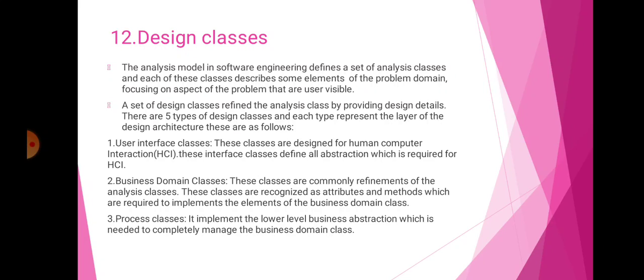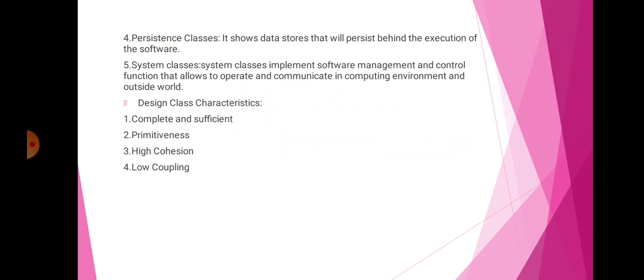Then second one is business domain classes. These classes are commonly refinements of the analysis classes. These classes are recognized by attributes and their methods, which are required to implement the elements of the business domain. Then third is process classes. It implements the lower level business abstractions which are needed to completely manage the business domain classes. Then fourth is persistence classes. It shows the data stores that will persist beyond the execution of the software.